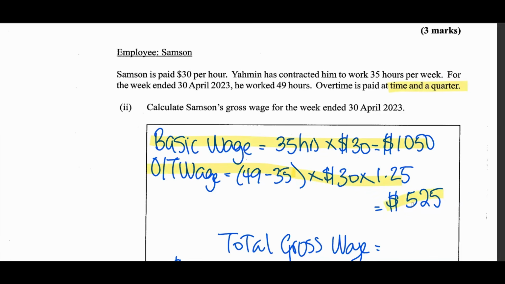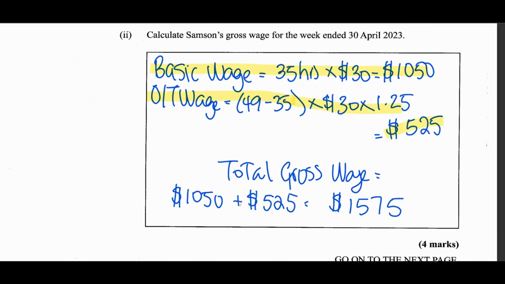So his total gross wage will be his basic wage plus overtime, which will include $10.50 plus $5.25 to give us $15.75.